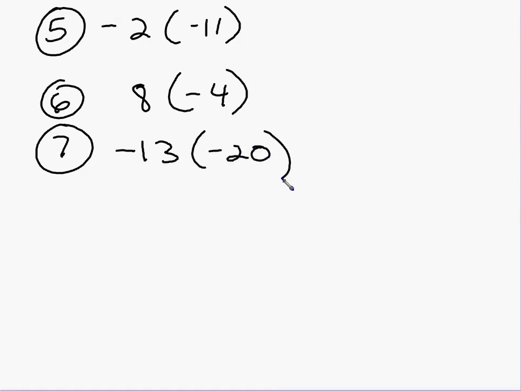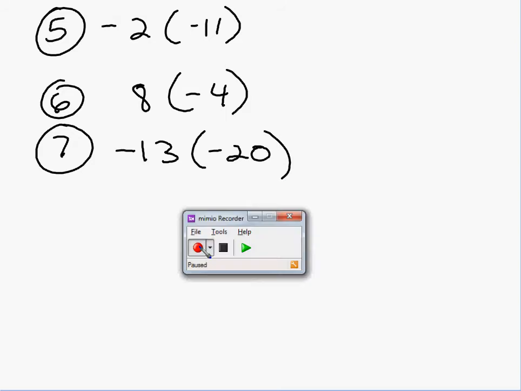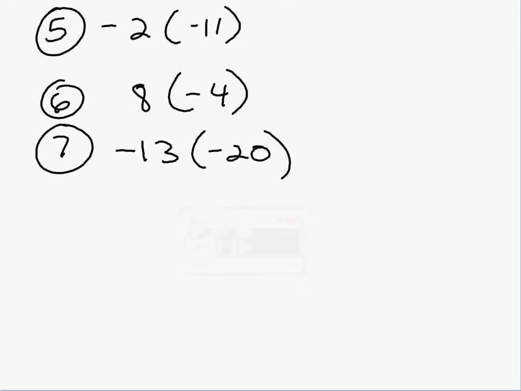Go ahead and try those 3 without my help. All right, I think I saw a lot of good things. The first one is positive 22, a negative times a negative. The second one is a positive times a negative, so it's going to be negative 32.